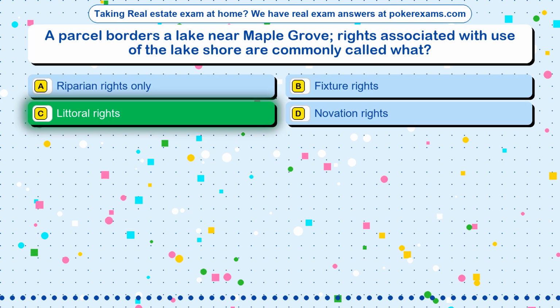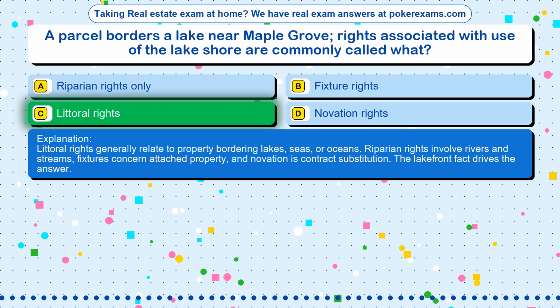The correct answer is option C, littoral rights. Littoral rights generally relate to property bordering lakes, seas, or oceans. Riparian rights involve rivers and streams. Fixtures concern attached property, and novation is contract substitution. The lakefront fact drives the answer.